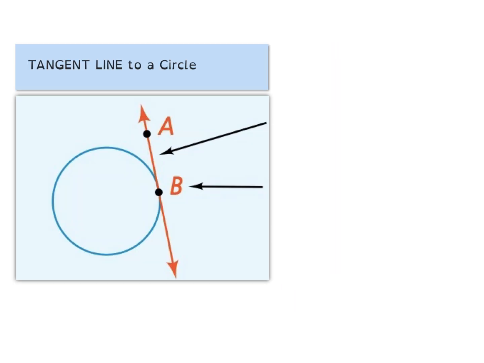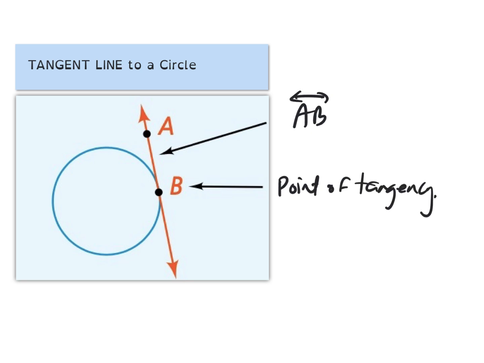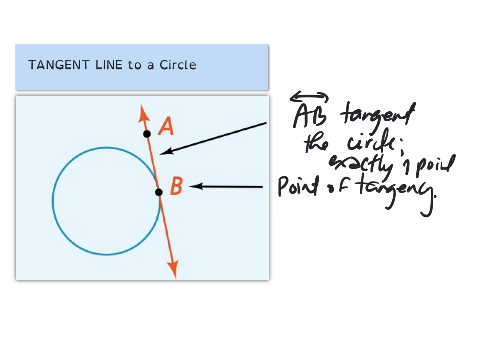Tangent line to a circle. Simply said, if you look at this diagram, you can see a ray AB that is touching the circle at one point. That is at point B, which is what you call your point of tangency. AB is tangent to the circle at exactly one point. So that is this point of tangency.